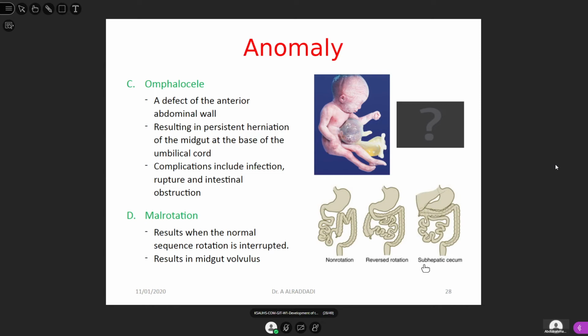And also we have subhepatic cecum. The cecum will be up here in a different position, below the liver. So this space will include only the small intestine.